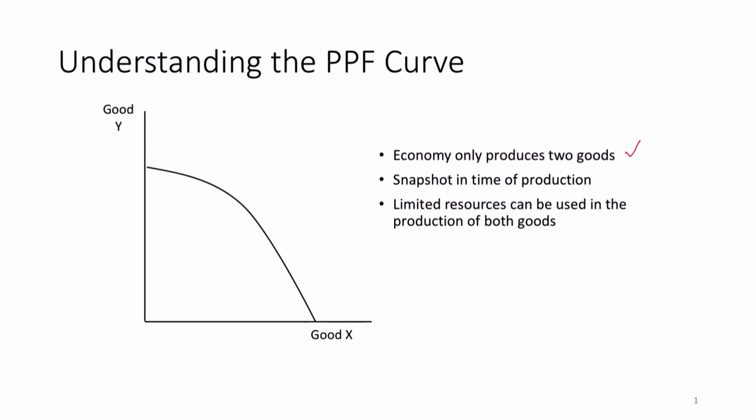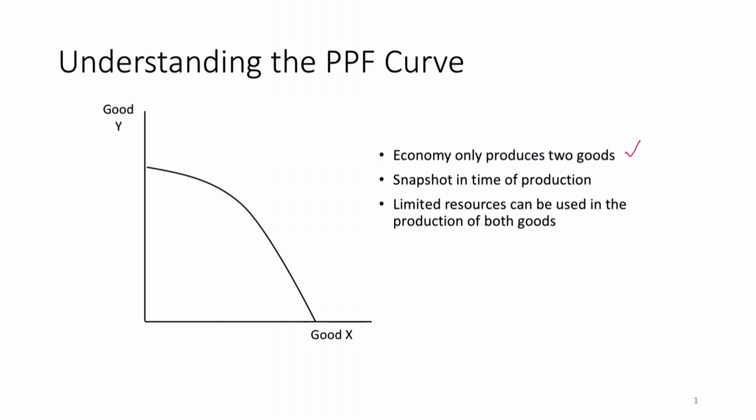Also, the production possibility frontier represents a snapshot in time of production, meaning that if an economy chooses a point of production, it doesn't mean it has to stick with that point of production forever. It can change how much of good X and good Y it is producing in the next time period. Also, what we're assuming is that our limited resources can be used in the production of both goods, so that both good X and good Y can use all of the resources that an economy has.